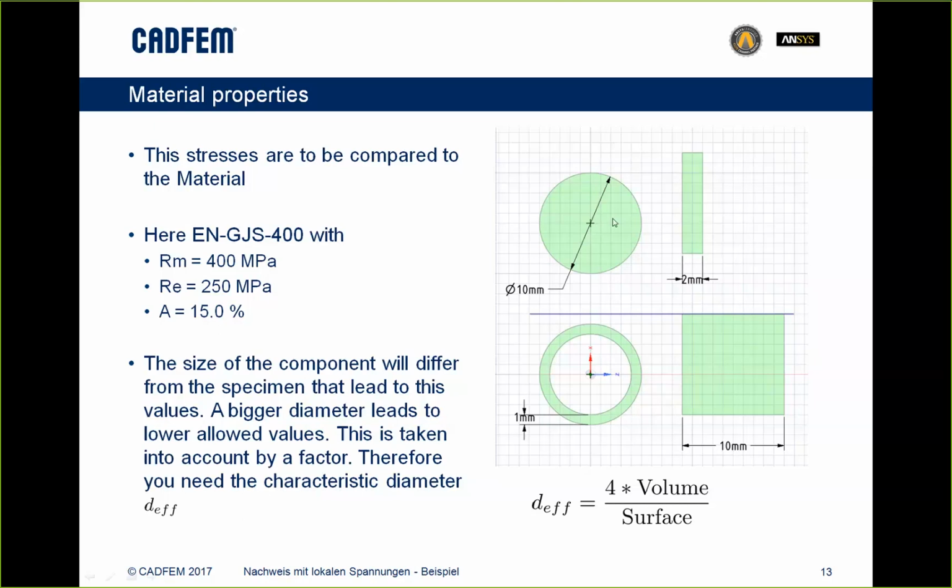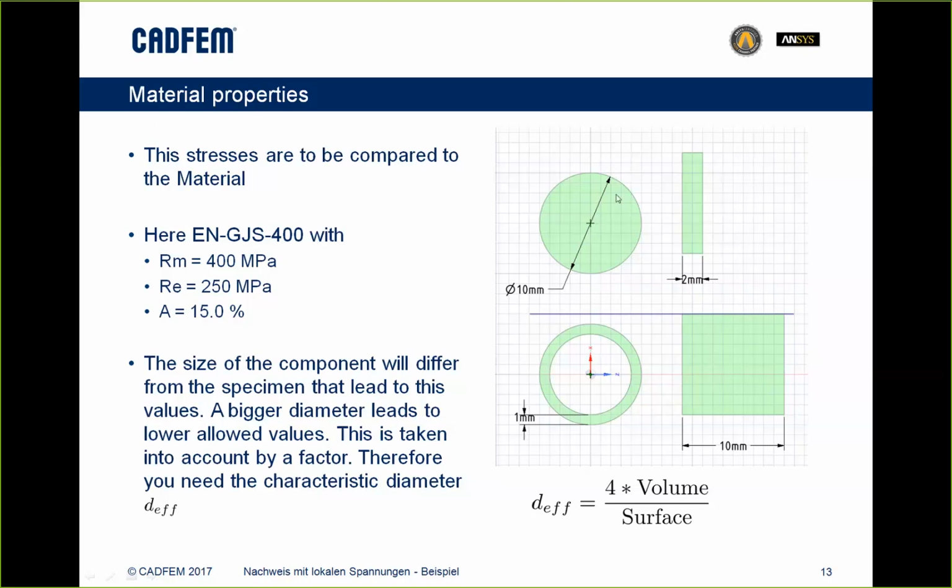The bigger my part is, the more issues I have with constructability. If I have a very small sample, I have top material properties. They are perfectly what they are supposed to be. When we have bigger parts, especially if they get really big, we run into trouble because our ultimate will no longer be 400, it might be only 360 or something like that.